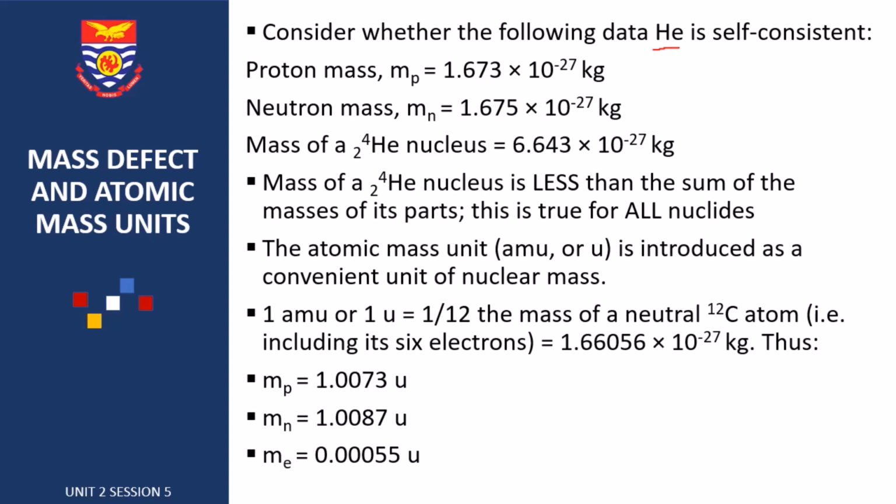So an example of how the atomic mass unit is used is an example here. The mass of proton, which can be written as 1.0073 U. So the U represents the atomic mass unit. Mass of neutron, which can be represented with U. Mass of electron, which can be represented as U.